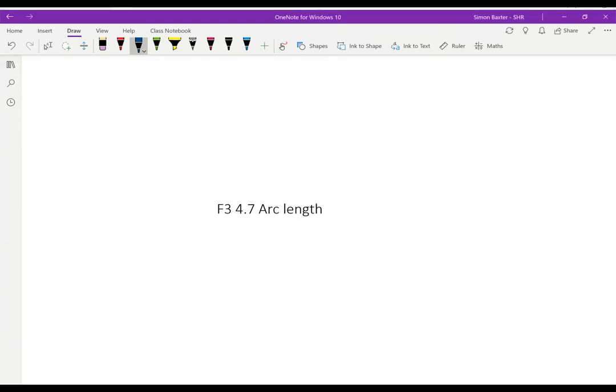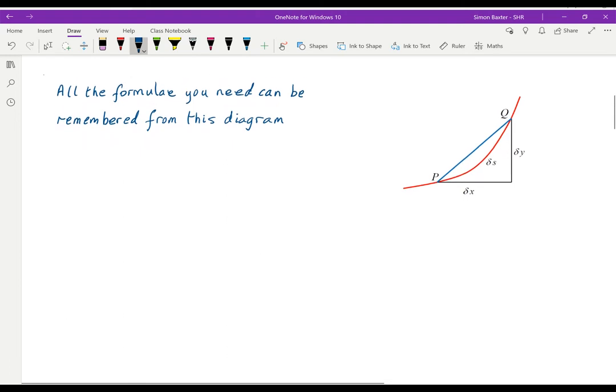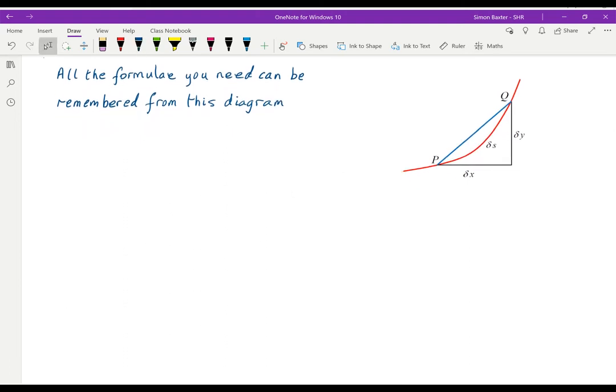In this video, I'm going to investigate arc length. All the formulae you need can be remembered from this diagram. Here we have an arc, PQ in red, and a straight line joining P and Q. As Q gets closer and closer to P, so the arc PQ becomes indistinguishable from the straight line PQ.